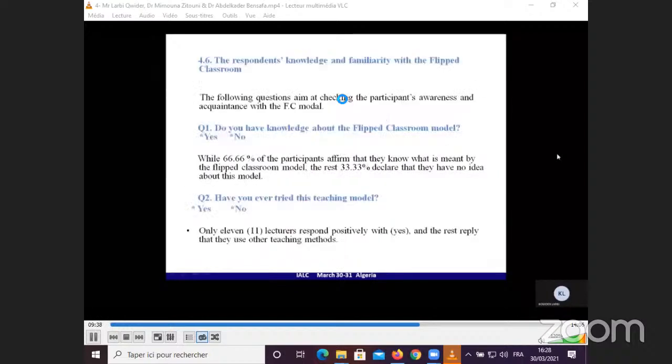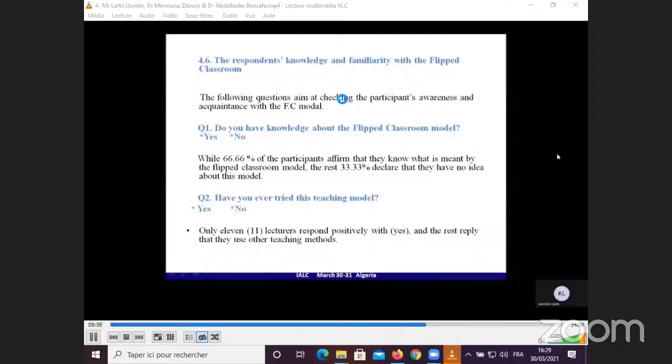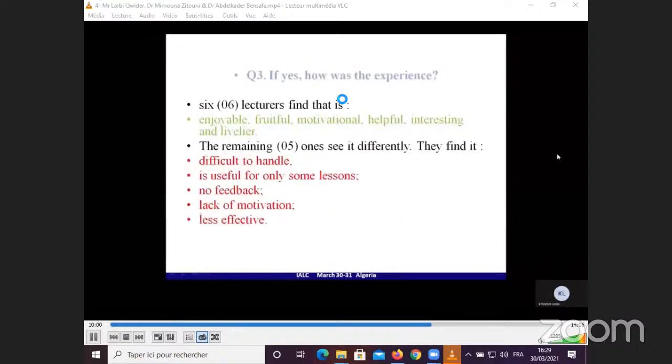In this part of the questionnaire, we seek to check the respondents' knowledge and familiarity with the flipped classroom. So the data reveal that 66% of the participants do not have knowledge, while the rest declare that they have no idea what is meant by this model. Regarding their experience with the model, only 11 lecturers responded positively, and the rest reply that they have never used this technique.